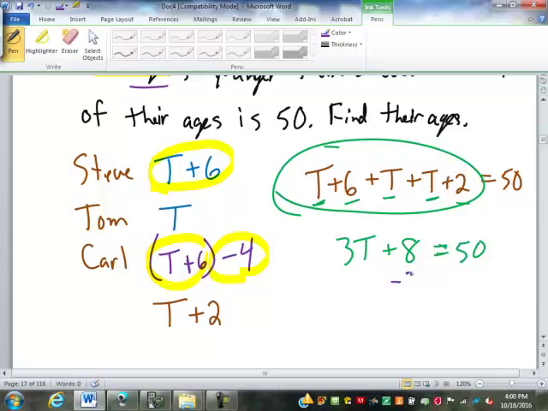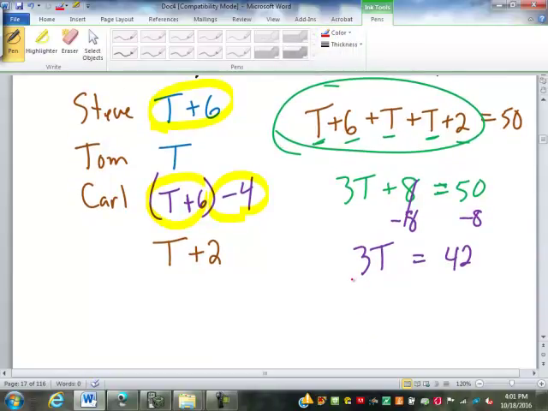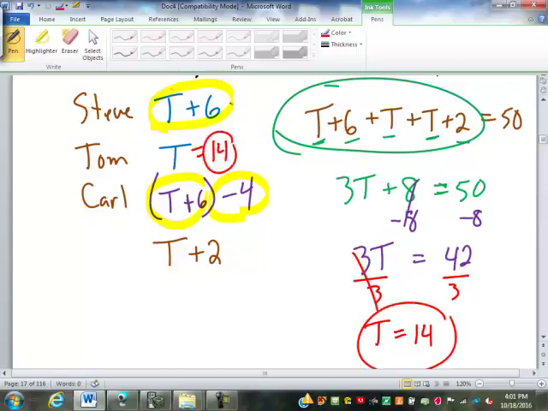Careful. Subtract 8. There we go. 3T equals 42. Now we can divide by 3. T equals 14. So Tom is 14. Steve is T plus 6, so 14 plus 6 is 20. And Carl is T plus 2, so 14 plus 2 is 16. Do those add up to 50 if I add them up? Sure do.